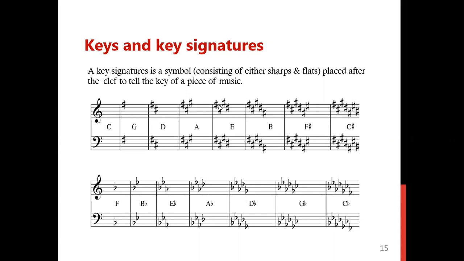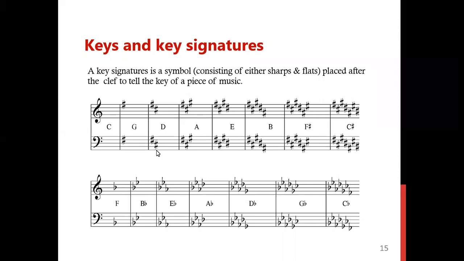It will make us know where the tonic is. The tonic is the resting note. Just like our sister said the other time, it makes us know where the do is. That's the tonic. If you know where the tonic, the resting note, is, then from there you can pick up and say, the next one is this, the next one is this. So that's why we need to know what keys and key signatures are.